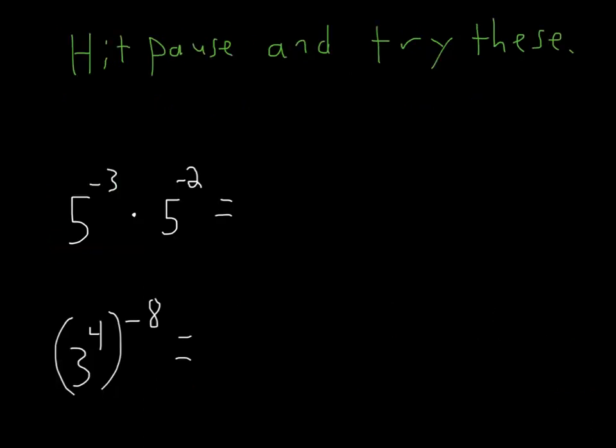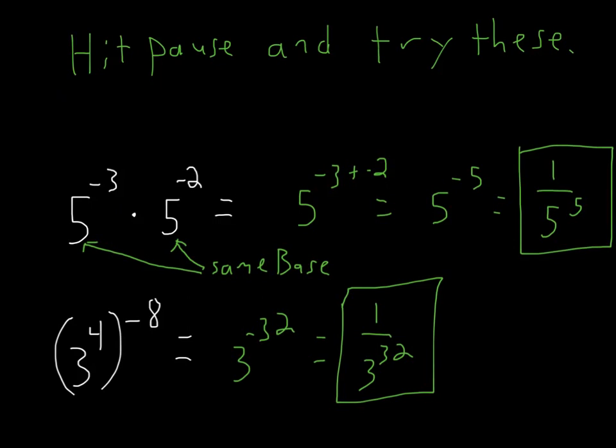Now we're going to get a little bit trickier. Hit pause and try these. There you go. You can see in the top one they have the same base. So really now I'm just using product of powers rule where I add the exponents because they have the same base. That shows me that I have 5 to the power of whatever negative 3 plus a negative 2 is, which is a negative 5. Then I go back to my negative exponent rule. I take my exponent, make it not negative, bring it down there. My base comes across as well.